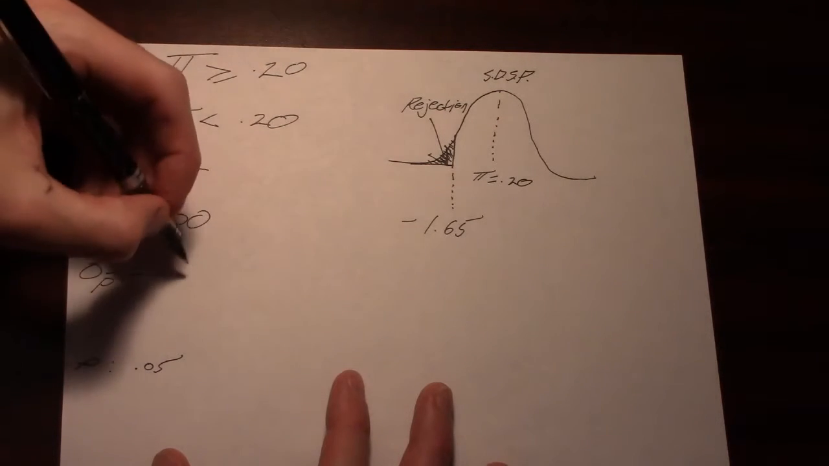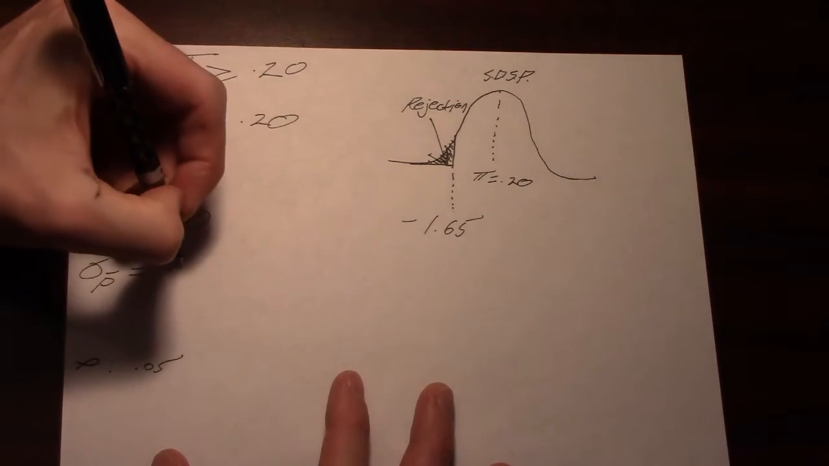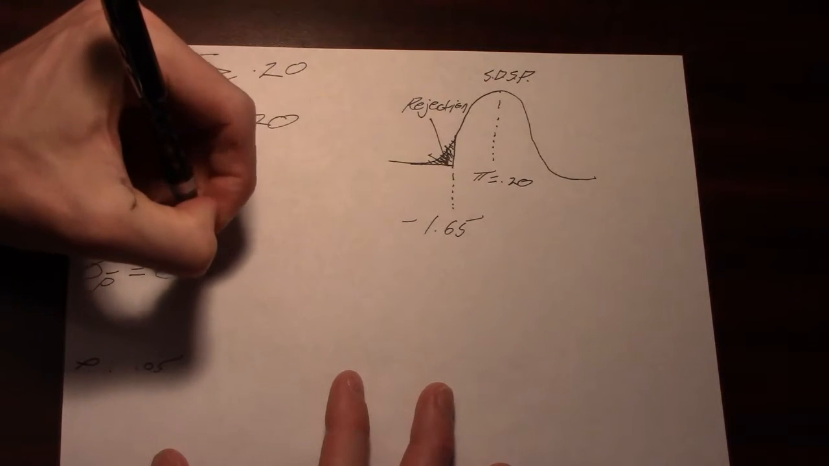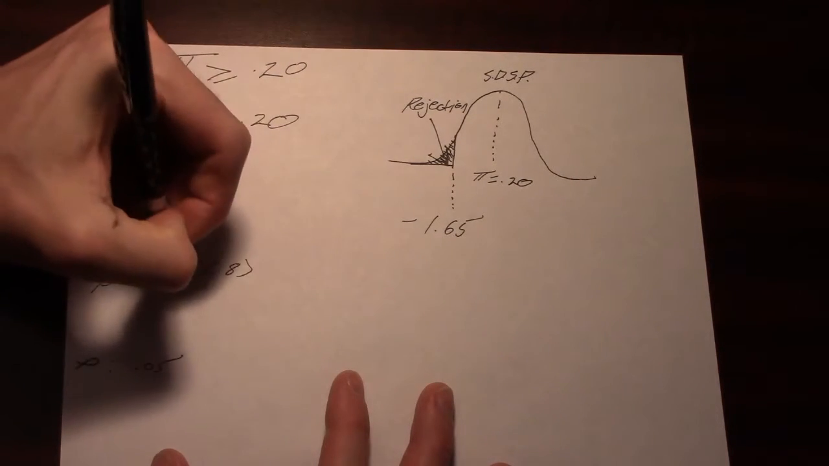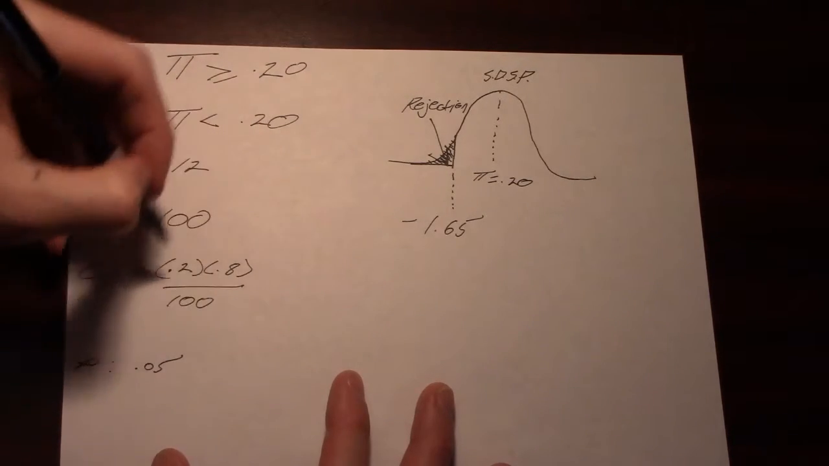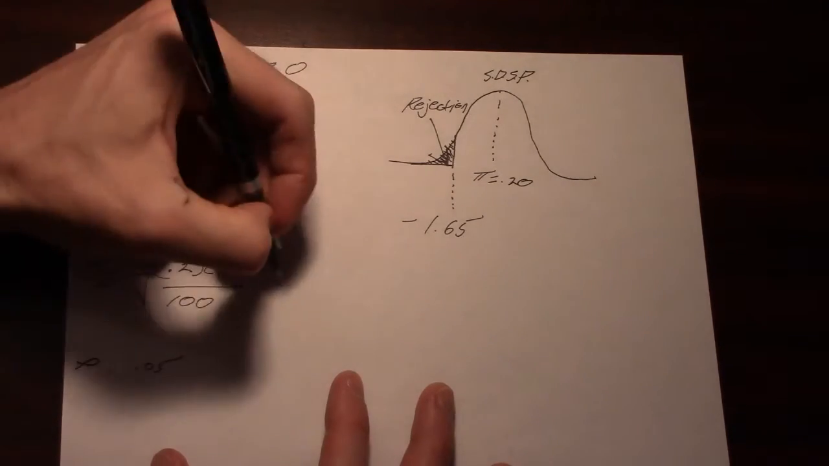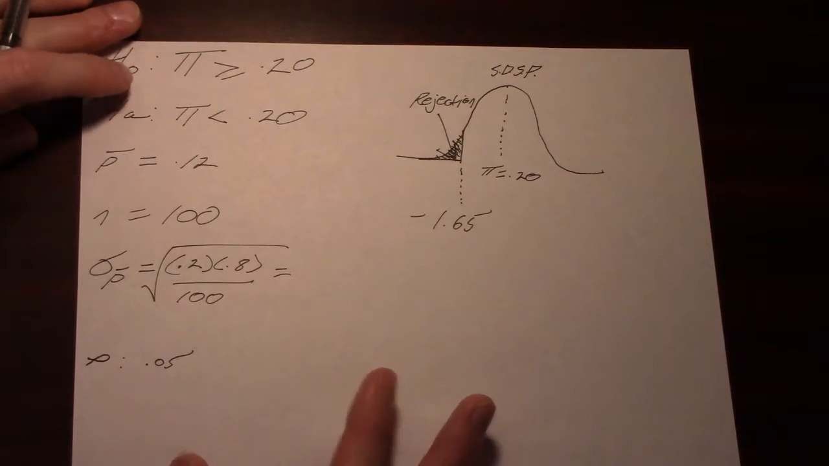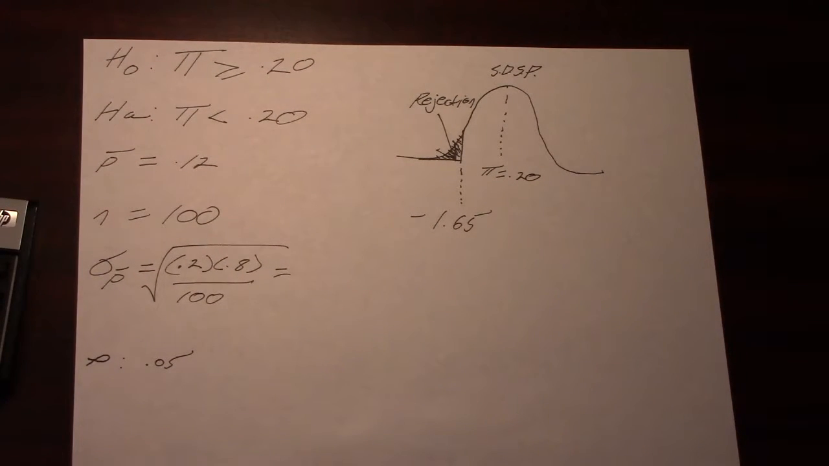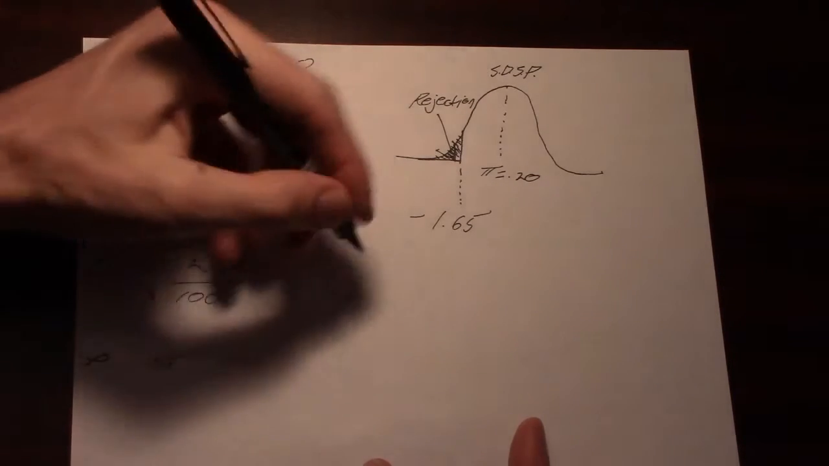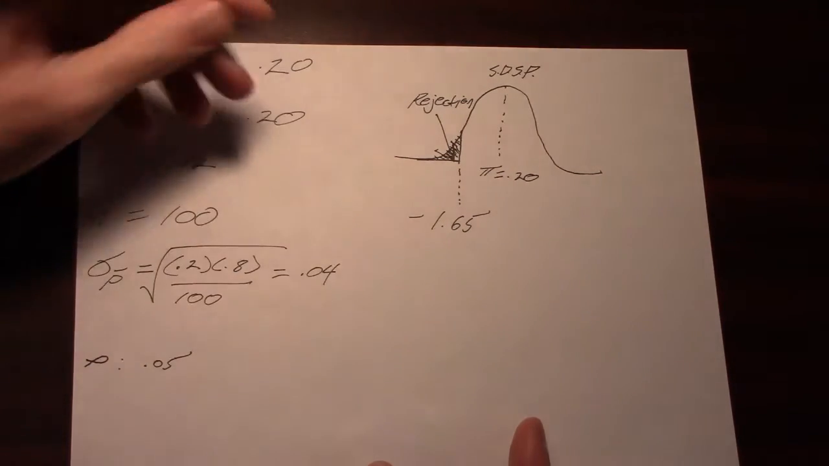And if it falls in that 5% under that assumption, then we're going to say not true. So let's calculate our standard error. It's going to be 0.2 times 1 minus 0.2, which is 0.8, divided by 100, square root of that whole thing. Pull out the calculator: 0.2 times 0.8 divided by 100, square root, and we're going to get 0.04. A nice even 4%.